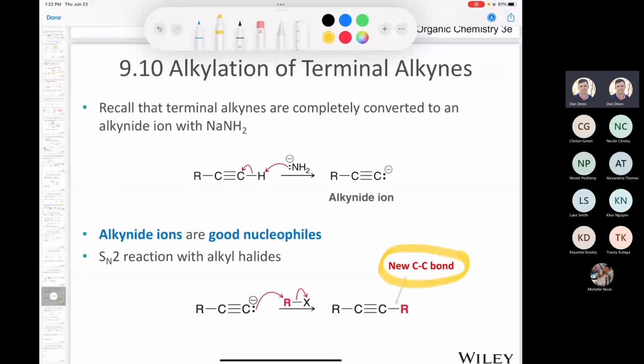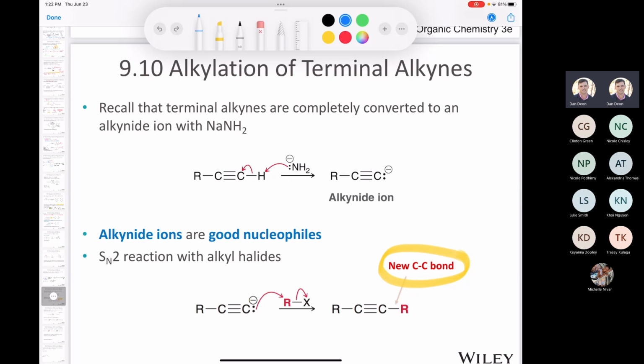All right, just before the break, I mentioned that section 9.10 deals with a way to make new carbon-carbon bonds. Very important in organic chemistry, making carbon-carbon bonds. And the way that we're going to do that is we're going to take advantage of the fact that we can deprotonate a terminal alkyne to make an alkynide.